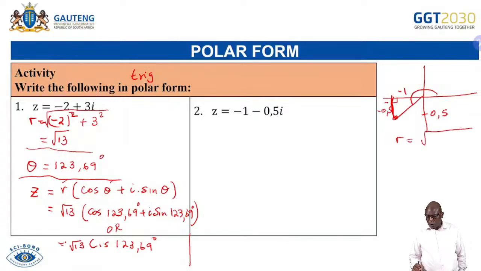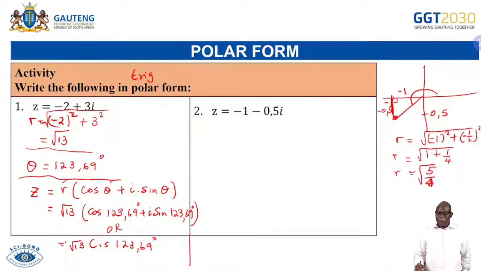The value of r is going to be the square root of minus 1 squared plus minus a half squared. So negative 1 squared is 1, then 1 plus 1 over 4. So we must just check that one: 1 plus 1 over 4. The answer will be 4 plus 1 which is 5, so I'm going to get the square root of 5 over 4. So 4 times 1 is 4, plus 1 is 5 over 4. So now I've got my r, which is square root of 5 over 4.